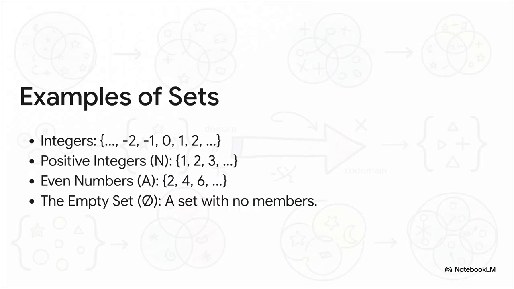For example, we could have the set of all integers, stretching off to infinity in both directions, or we could narrow it down to the set of just the positive integers, which we usually label with a capital N. We can even define a set based on a property, like set A here, which contains all the even numbers. And then there's the empty set. Now this one can feel a bit strange at first. It's a set with absolutely nothing in it, an empty box. But trust me, it's a surprisingly important idea.